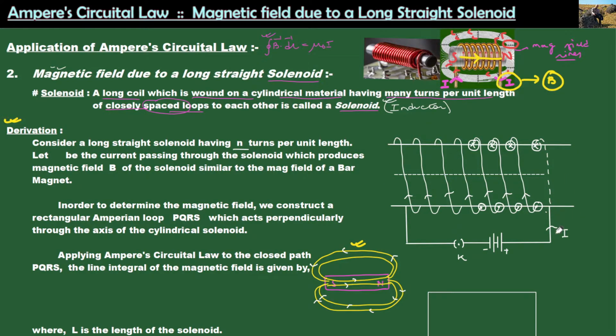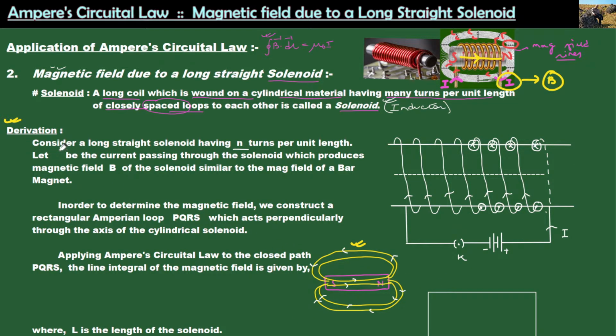Since the current enters this end of the solenoid, this end will behave as the south pole, whereas this end of the solenoid will behave as the north pole. So the magnetic field lines will always move from this direction. Inside the solenoid, it will move from south to north, whereas outside the solenoid, it will move from north to south. So those are some of the important things that we need to remember.